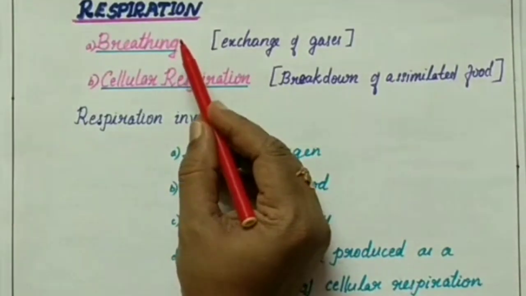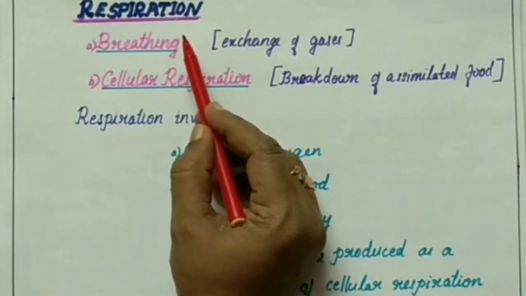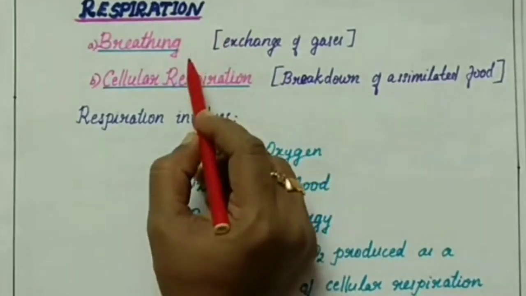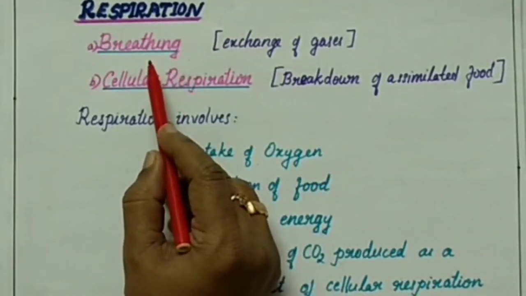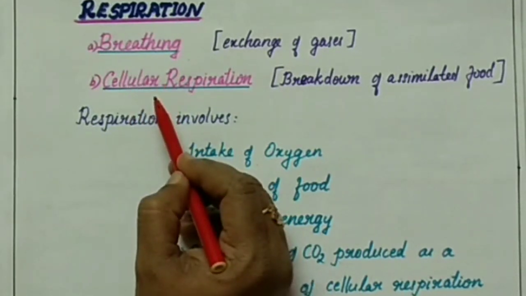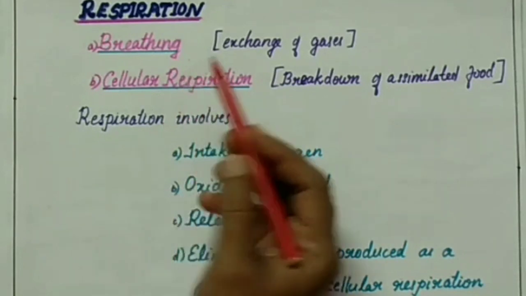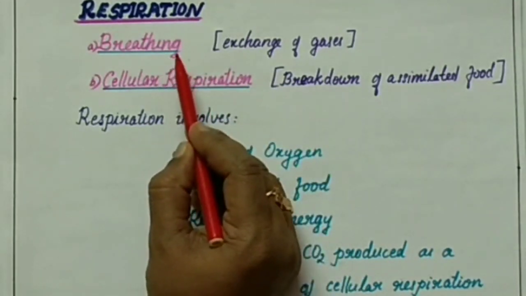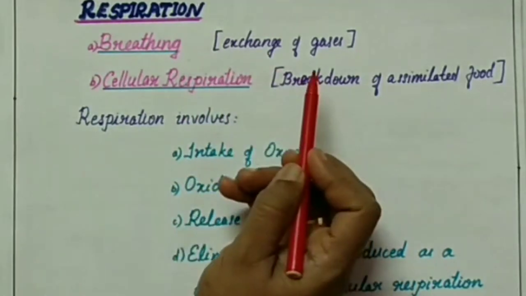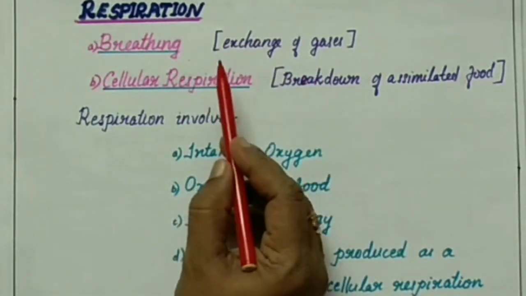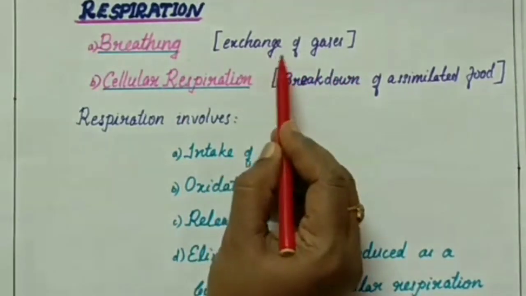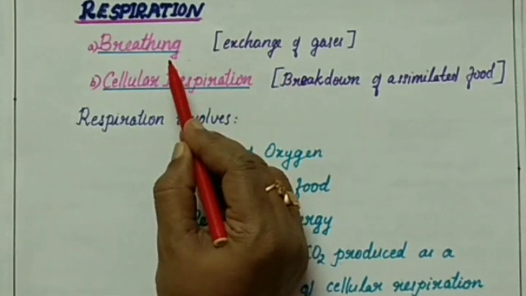So now, what is respiration? We have already discussed that it is a life process which involves two processes, that is breathing and cellular respiration. Breathing is a physical process in which oxygen from the atmosphere is intaken and the carbon dioxide is released from our body. That is, exchange of gases takes place in the process of breathing.